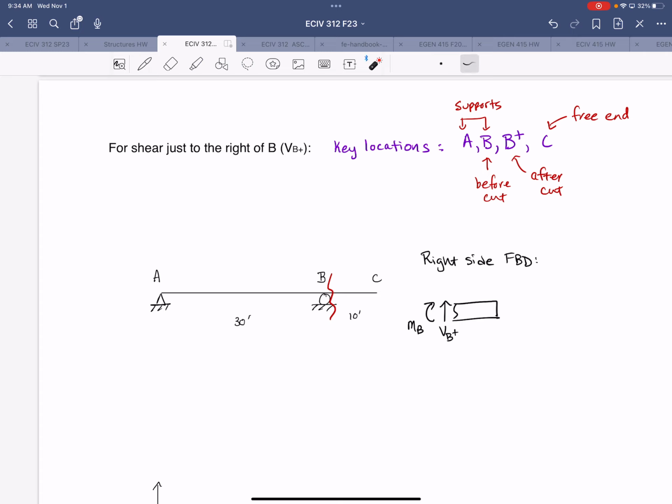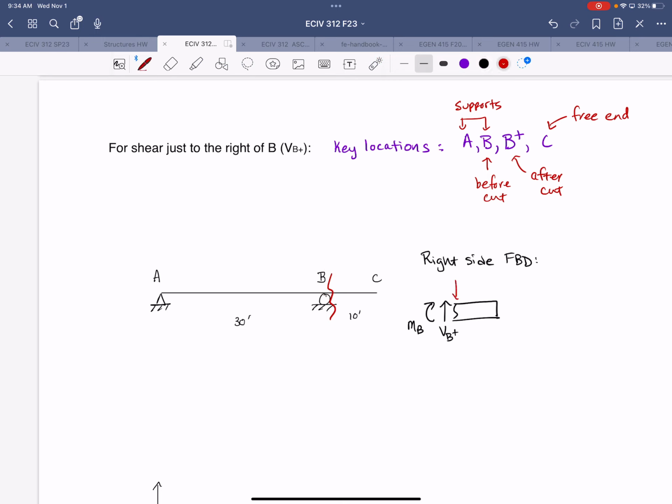And let's think about these key locations, right? We know that at A, the influence line will be 0. At B, the influence line value will also be 0. And so the only places that we need to think about with regard to statics is placing that unit load immediately after the cut and at the free end C.